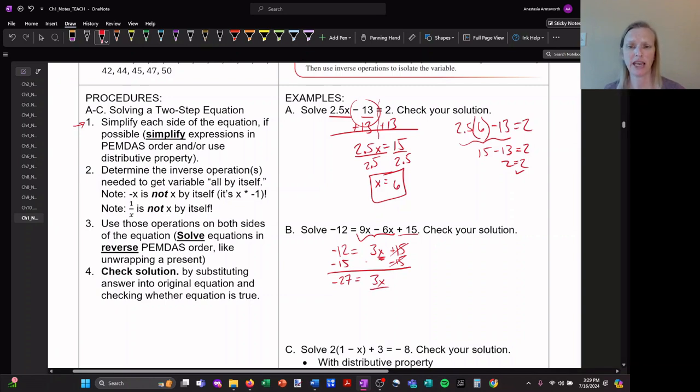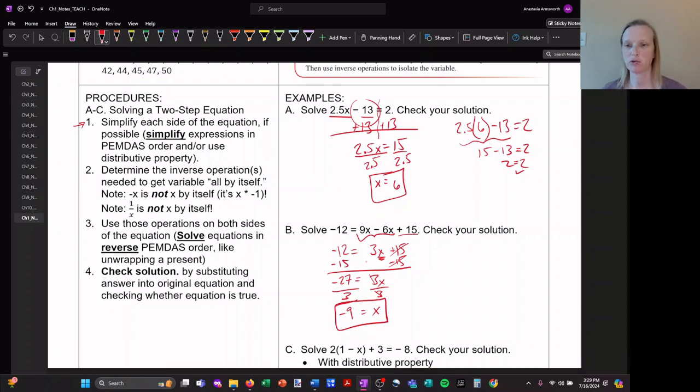And now to get x all by itself, x is being multiplied by the 3. So I want to divide by 3. Do the opposite of what I see there. 3 divided by 3 is 1. So I'm just left with 1x on the right-hand side. And negative 27 divided by 3 is negative 9. So x equals negative 9.